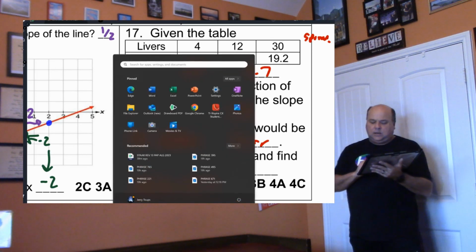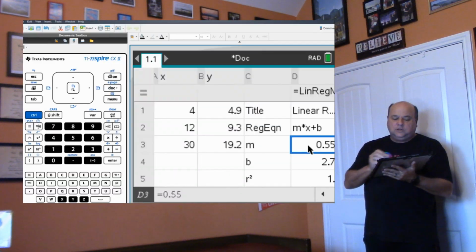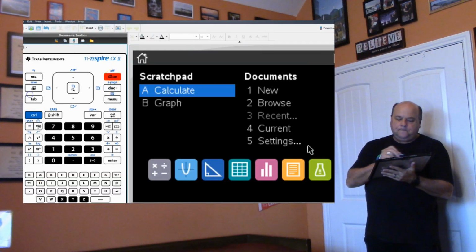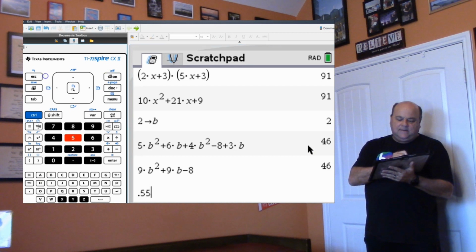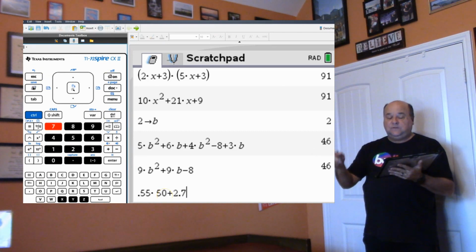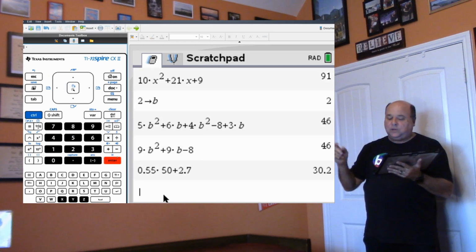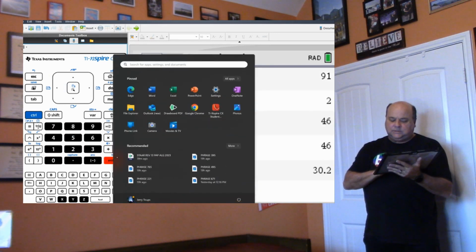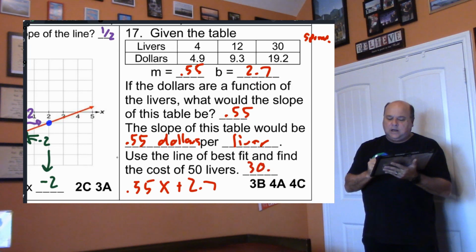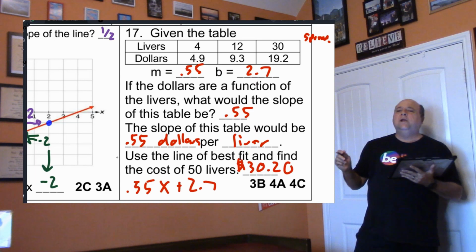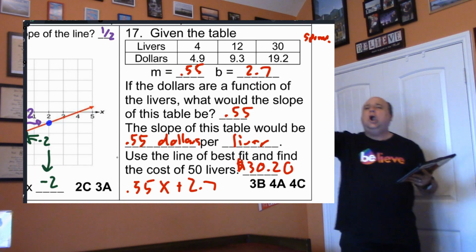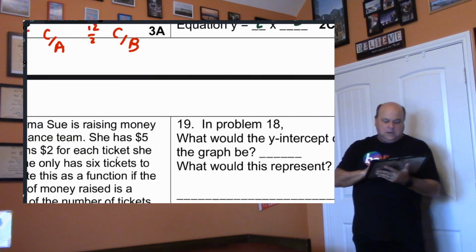We're going to go to our calculator. We want 50 liters, so we're going to hit home and A. 0.55 times, not plus, times 50 plus 2.7. 0.55 times the 50 liters plus the 2.7 for the drink, $30.20. So this is going to cost $30.20 for 50 liters. Fun, fun, fun. Turn the page.